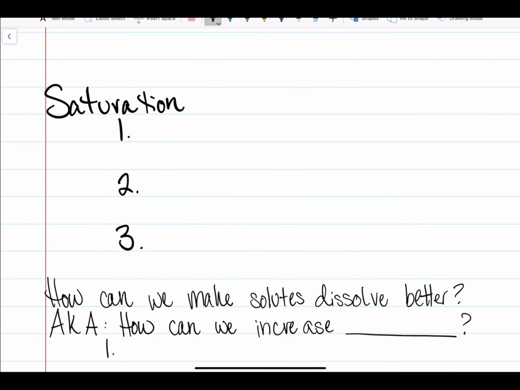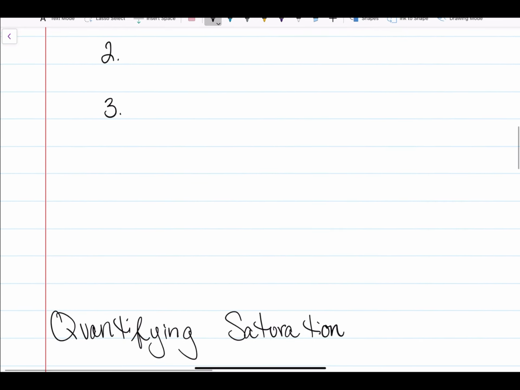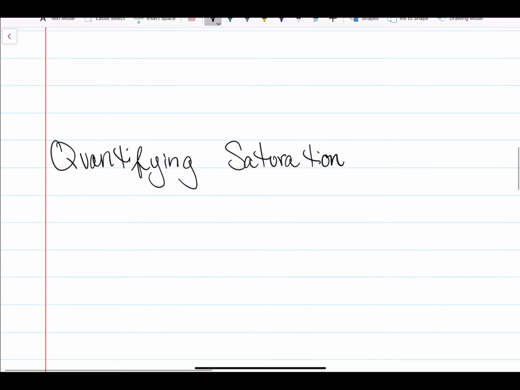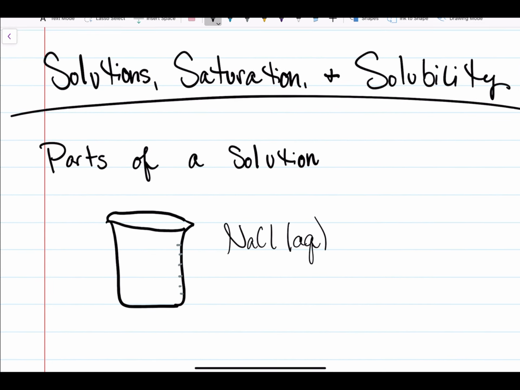There's 3 types of saturation you need to know. And then after saturation, we're going to talk about solubility in this section. And then lastly, we're going to talk about how to quantify saturation. So let's jump in with the parts of a solution, which we briefly introduced to you earlier in this level.